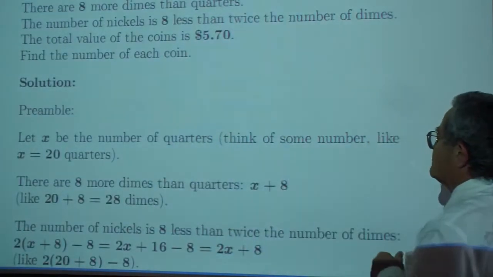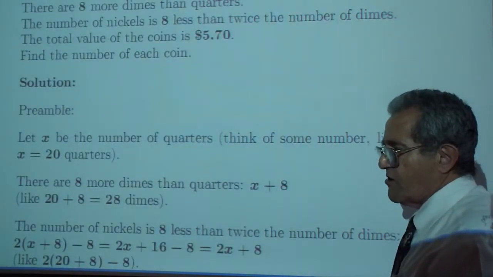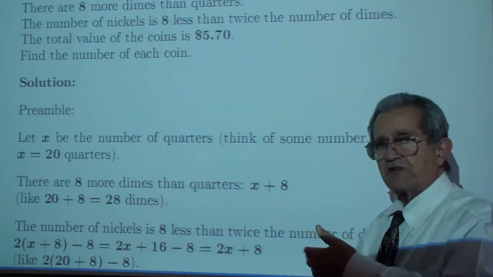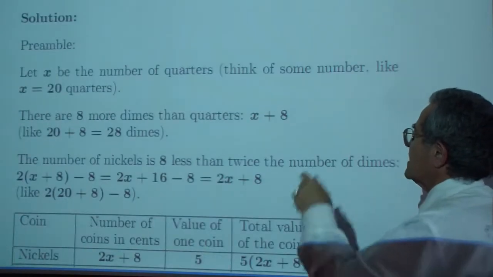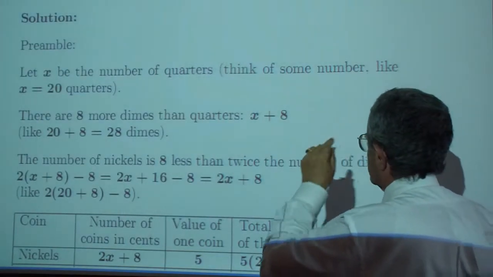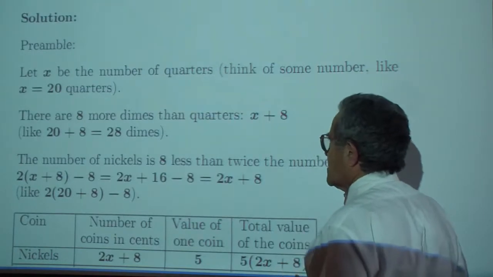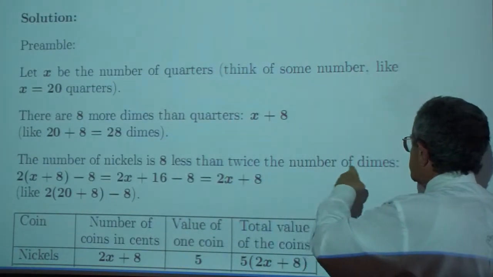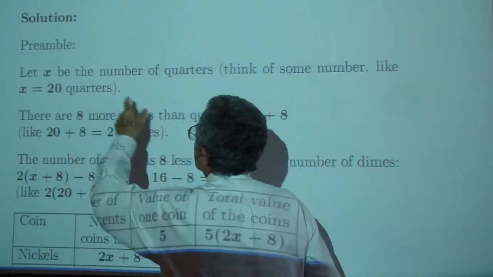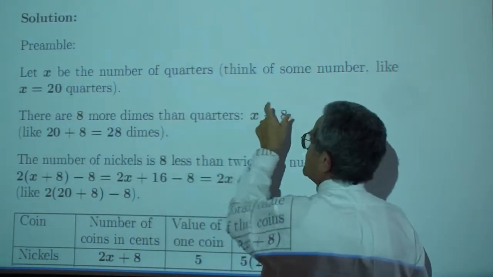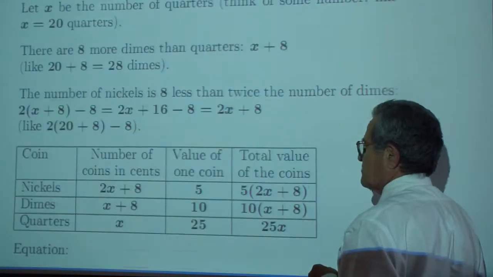Let x be the number of quarters. Think of some number like x is 20. I always know the answer to every word problem. The answer is x. There are 8 more dimes than quarters, and we had x quarters. The number of nickels is 8 less than twice the number of dimes, and the number of dimes was right here. So that becomes 2x plus 8.